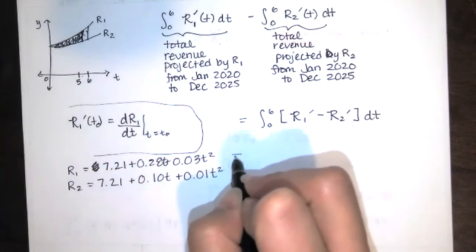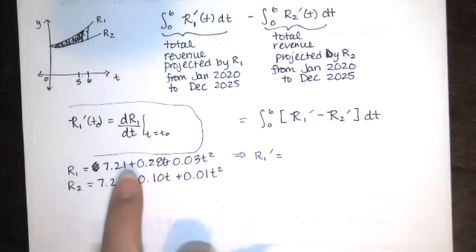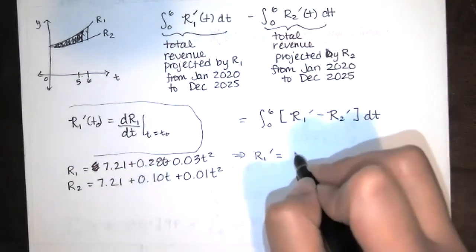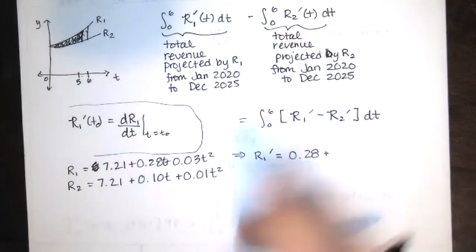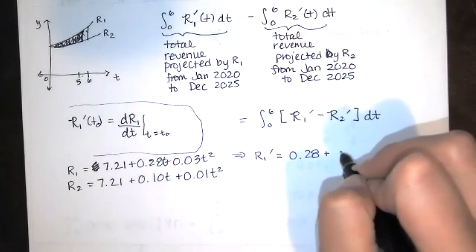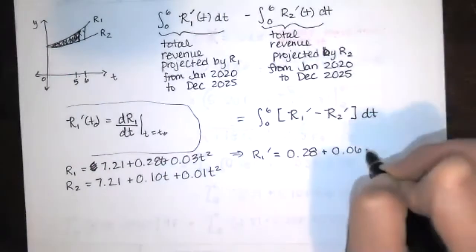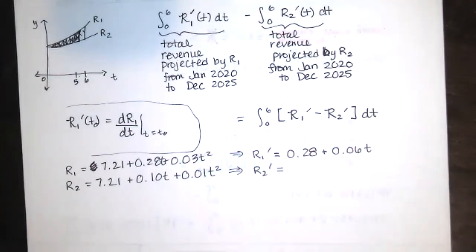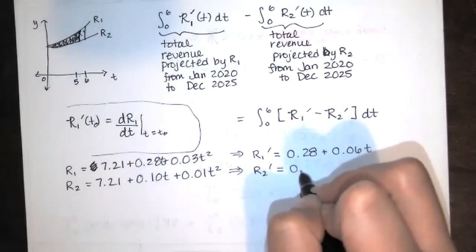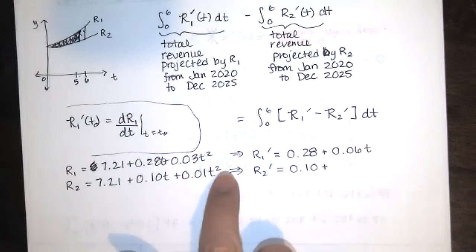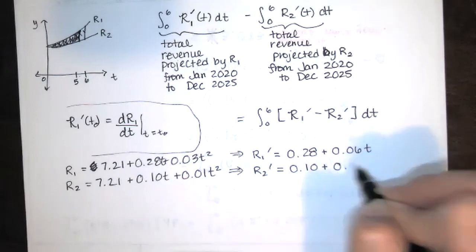The derivative of R1 is the derivative of this. Derivative of a constant is 0. The derivative of a constant times t is just my constant. The derivative of a constant times t squared is that constant times 2 times t to the 1 less power. Same thing here. Derivative of a constant is 0. The derivative of a constant times t is just the constant. Derivative of this constant times t squared is that constant times 2 times t to the 1 less power.